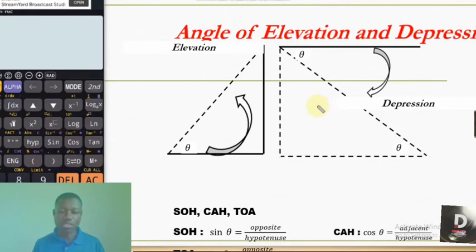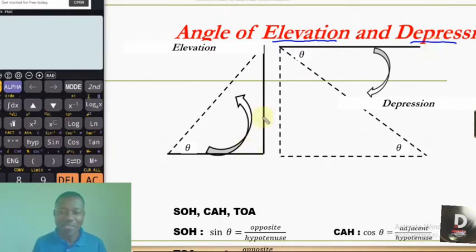Good. So now let's talk about angle of elevation and depression. To elevate something means what? To lift it upwards. And to depress something is to bring it downwards. So when somebody is depressed, that means his spirit has come down. He cannot eat, he cannot walk, he cannot talk, he cannot sleep, right? The spirit has come down. So somebody is depressed. That's what it means.